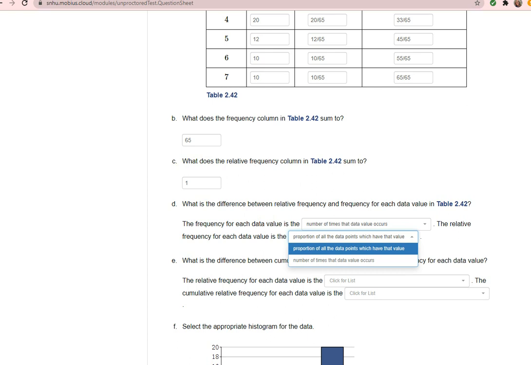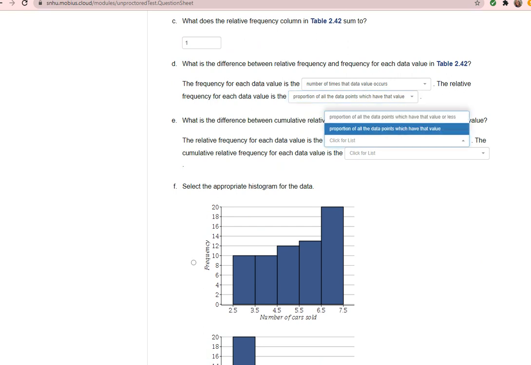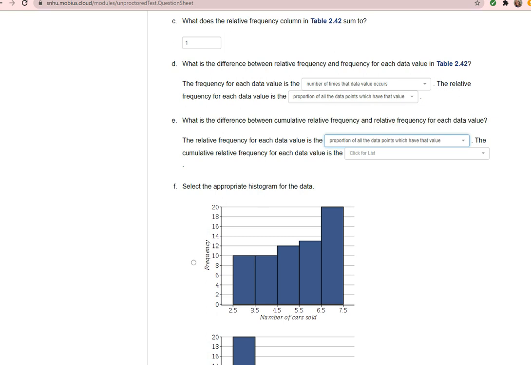So 13 out of 65, 20 out of 65. So that's proportion. And then it says, what is the difference between cumulative relative frequency and relative frequency? And then, of course, the first question is the relative frequency. We already had the answer to that. That's the proportion of all the data points which have that value. And the cumulative relative frequency is the proportion of all the data points which have that value or less, because you're keeping up with it as you go along.